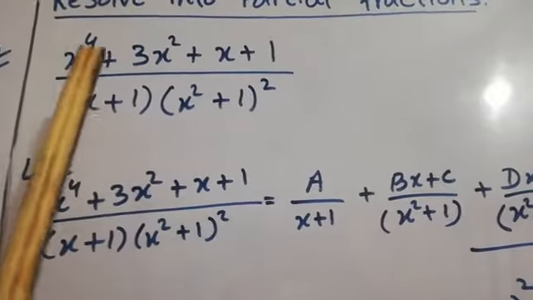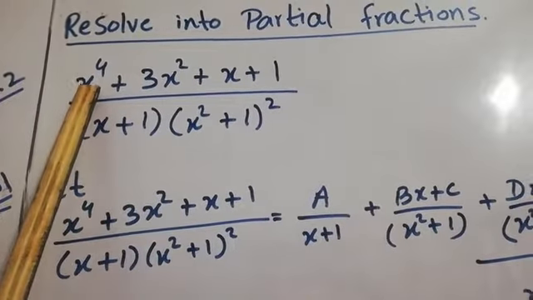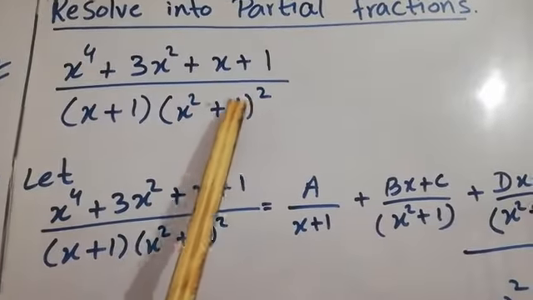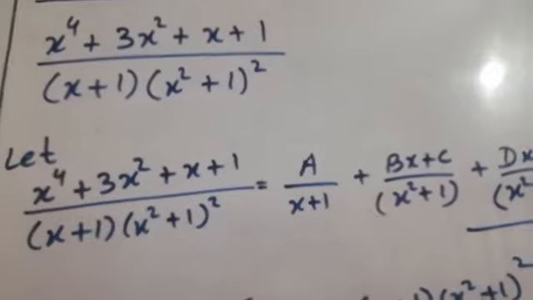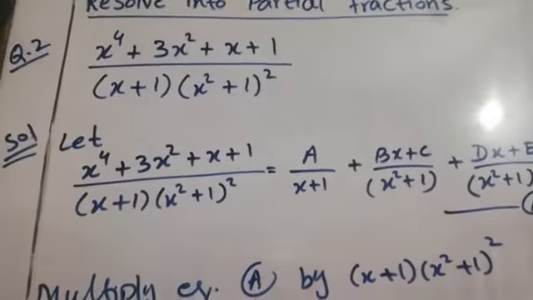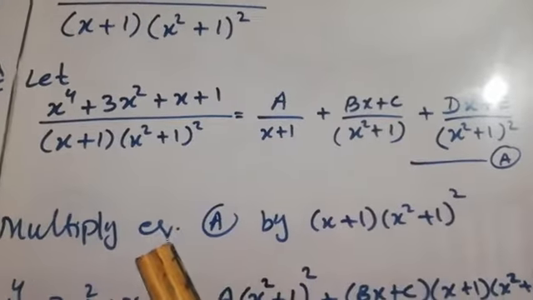a compound fraction. Let's see. In this question, the degree of the numerator is 4, the maximum power. And in the denominator you can see 2 raised to power 2, that is 4, 4 into 1, so 5. Means this is 4 by 5. The numerator is smaller, the denominator is greater, so we will not change it into a compound fraction. We will just go for the partial fraction.